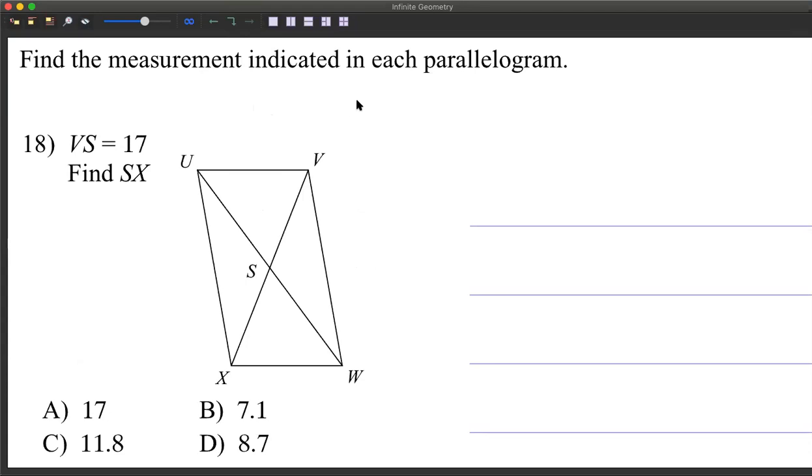There are only 18 of them for you guys to do. Does anybody have any questions right now? No? Okay. Feel free to go ahead and start this if you haven't already.